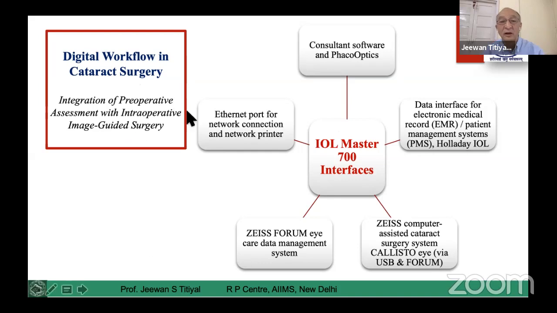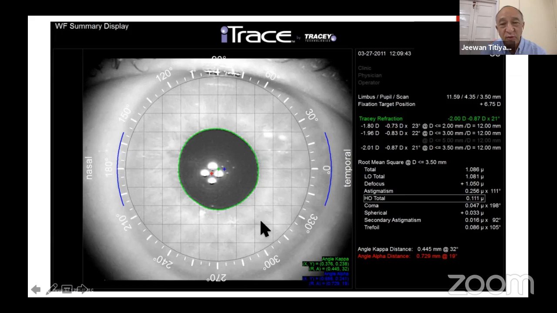Firstly, it can give you a connection to your OR, with an Ethernet port for a network connection to your printer, so you can get the entire parameters in your hand. If you have a ZEISS FORUM, which connects various systems, data can be transferred without requiring a pen drive, which can sometimes be lost and cause difficulty. So things become very, very simple. Then there is computer-assisted digital surgery with Callisto eye, and if you have access to iOCT, that makes for a very important assessment on the table. This is what we look at in the pre-op phase.